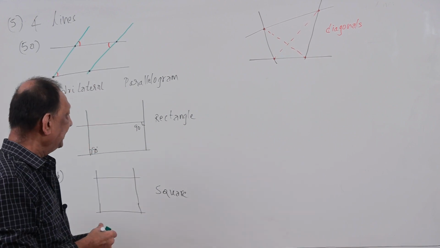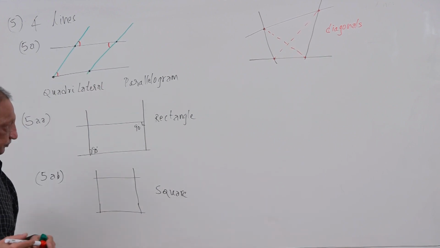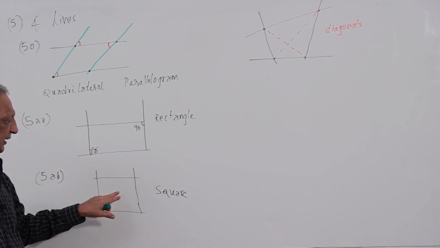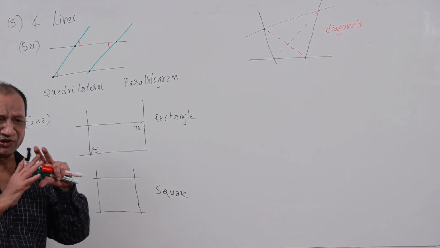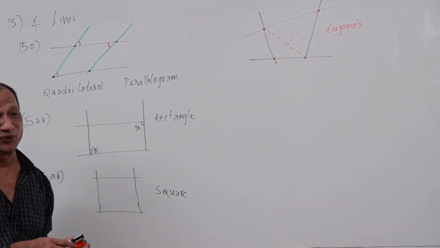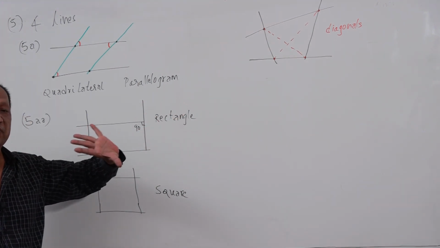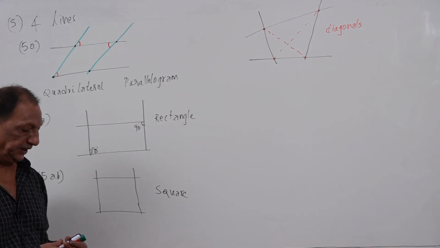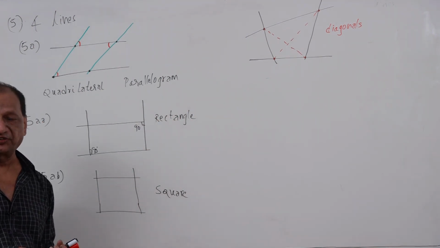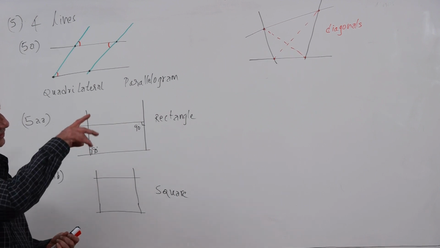Correct? And if you look at the special cases of a rectangle or a square and so on, diagonals will have one particular property that you can discover on your own. Let's not bother about that. But diagonals also have a very special property in terms of a theorem that we will discuss at a later stage. So that is the diagonal.